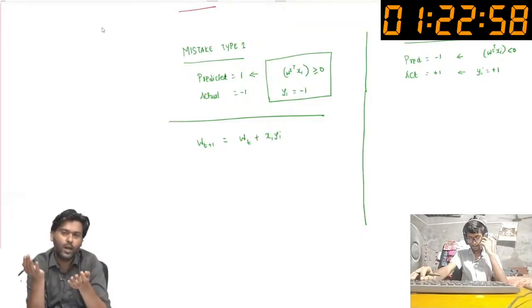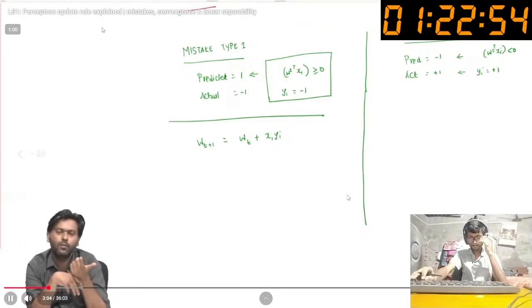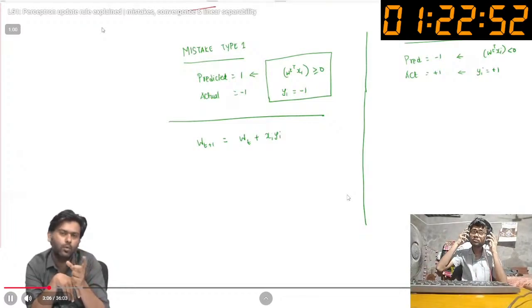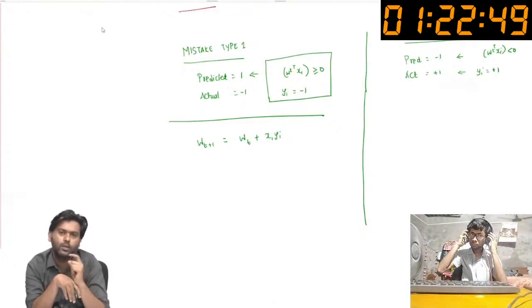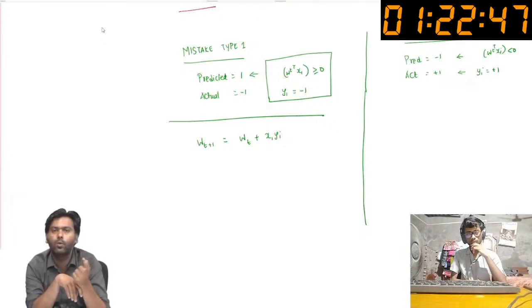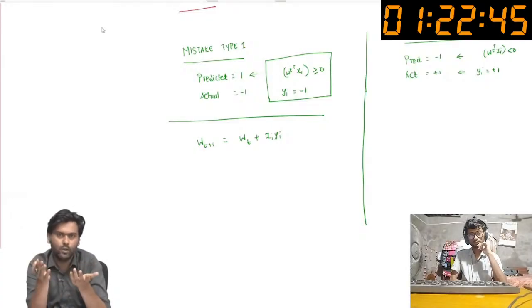Well, how can I find that? I need to look at the dot product of the new w. Well, I have updated my w to a new w, then how does this new w perform on the point where the old w was making a mistake? That's the natural thing to ask.